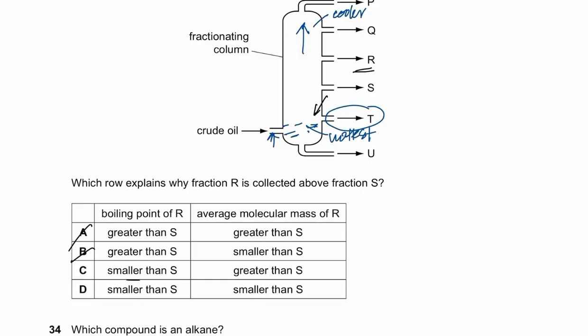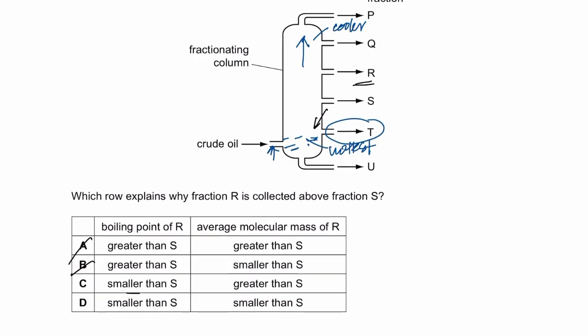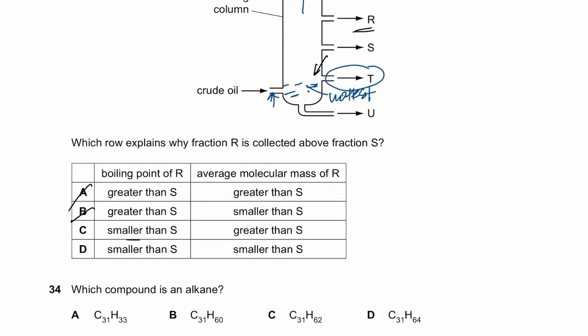And average molecular mass, so if it has a smaller boiling point, that means that it's going to be a smaller molecule, so the average molecular mass of R is also going to be smaller than S.